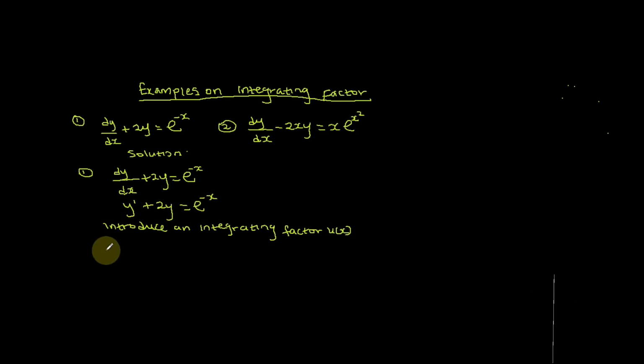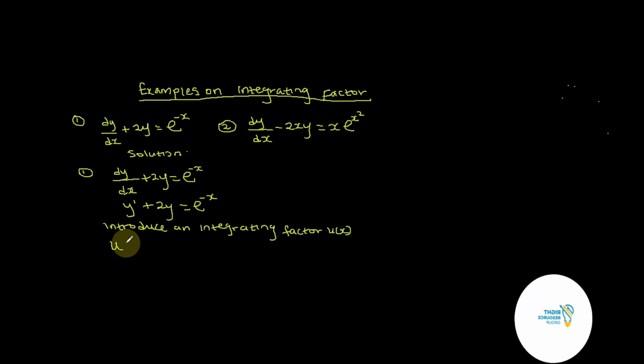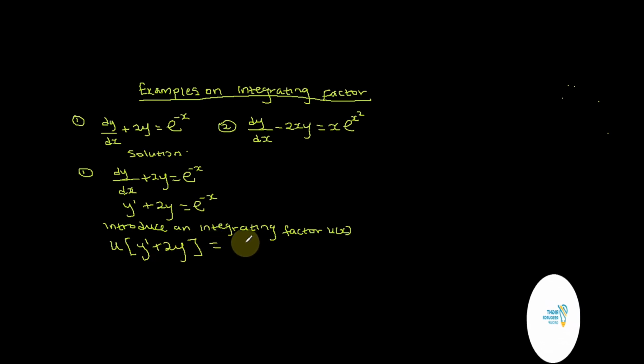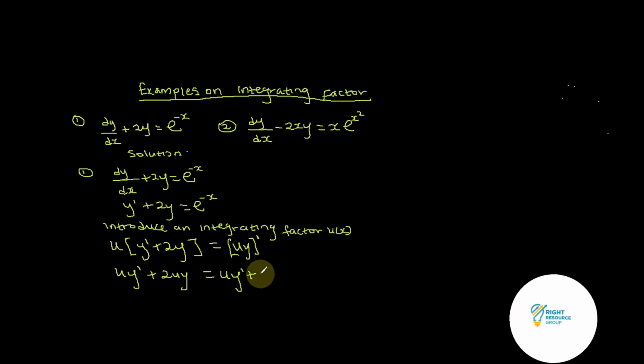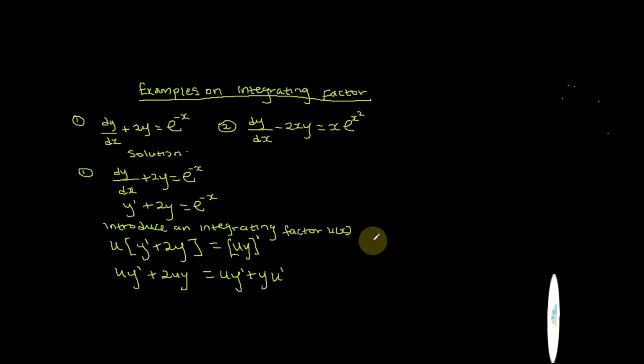We have to multiply all through with it, so we have our u into y prime plus 2y equals, remember what I said earlier, we don't actually make use of the right hand side for the main time, so we'll just use what we use in the general method, uy all prime. Okay, so expanding the brackets, we have uy prime plus 2uy equals uy prime plus yu prime.